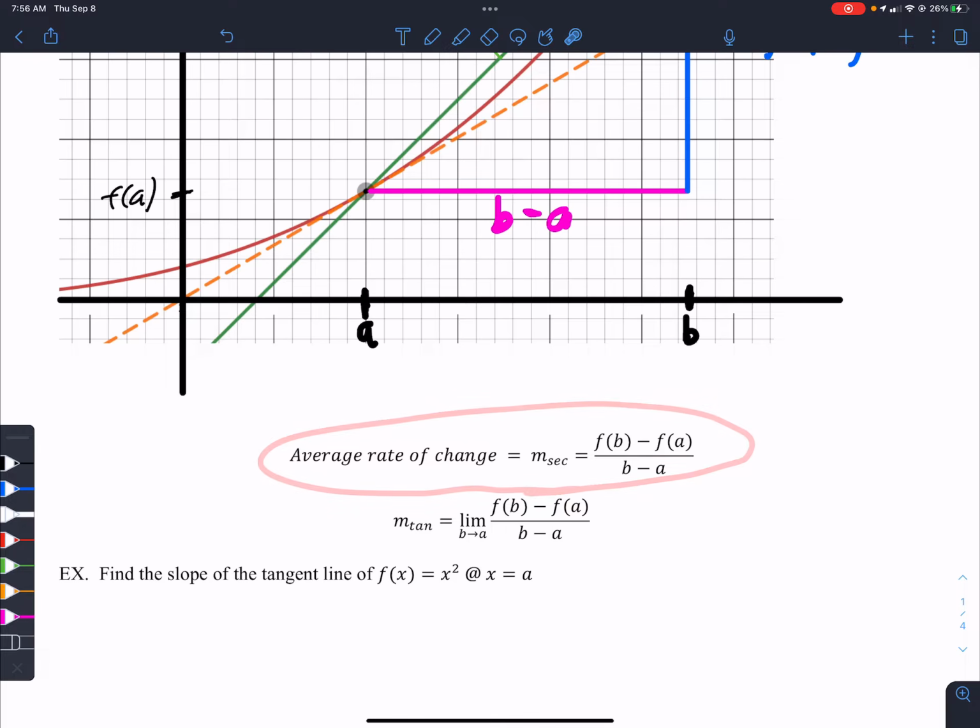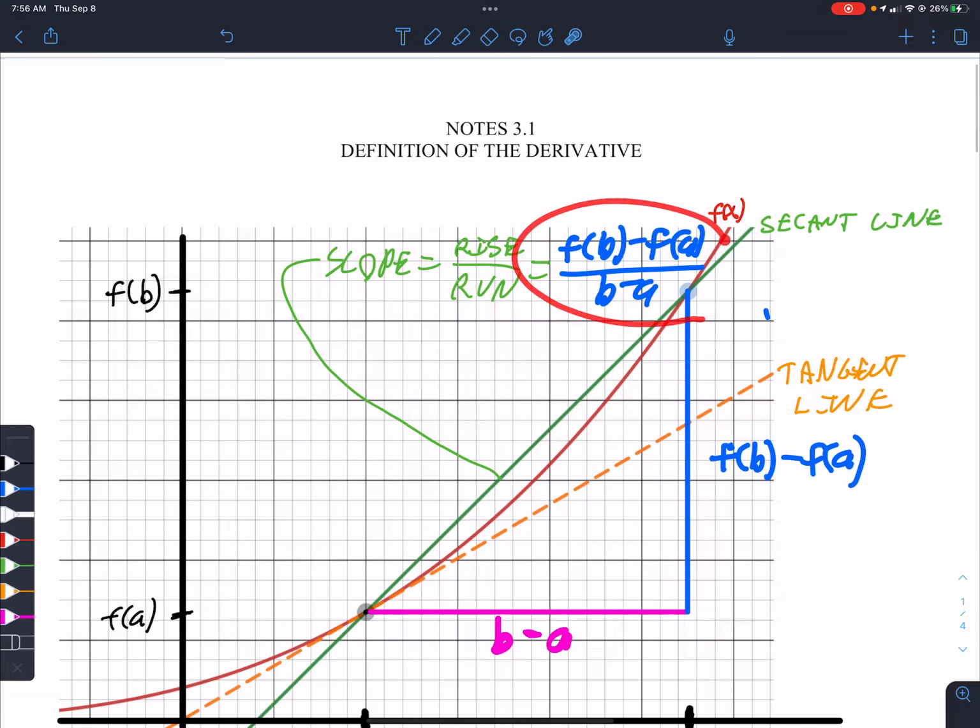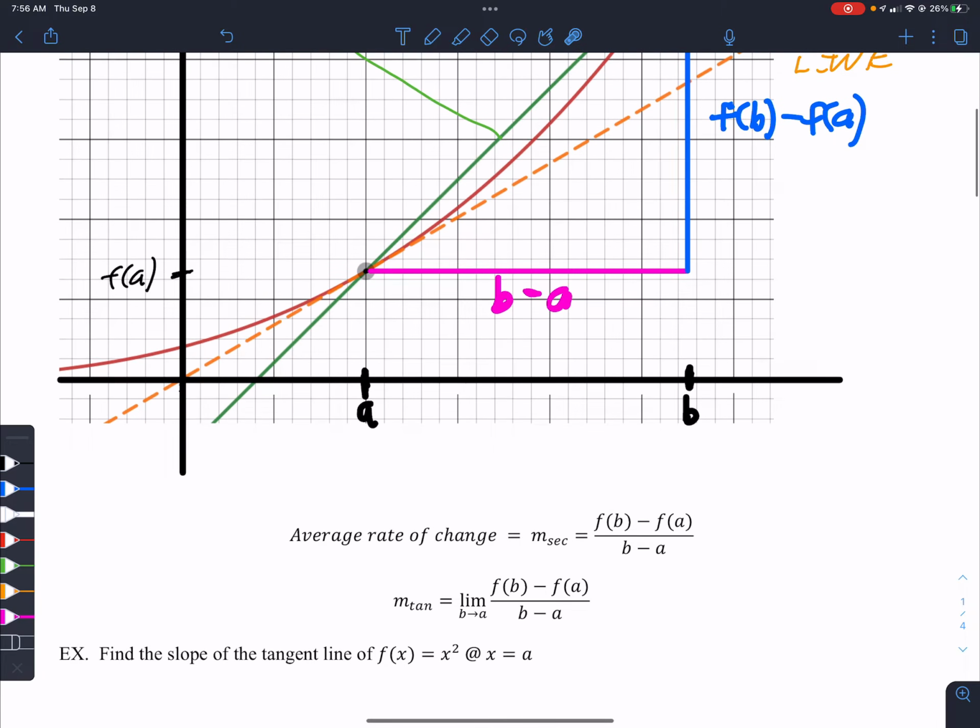That's the formula you should know. This should make sense to you. If it doesn't, you need to wrap your head around it. You need to sit with it until that makes sense. That's the slope of the secant line. So that's what you've got to do with that.